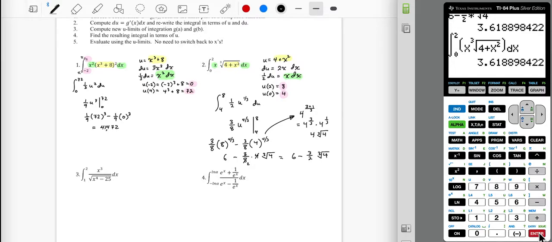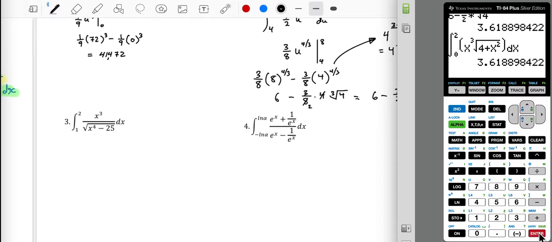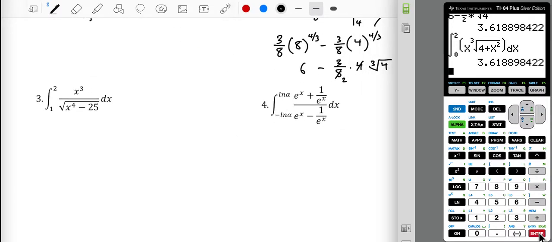All right, number 3. It's pretty easy to see, when you're talking about power relations, that the one that's got the higher power is probably the one that you want to go with in terms of defining your u. Maybe not in the first example that you ever do involving u substitution, but the more experience you get, the easier it becomes.